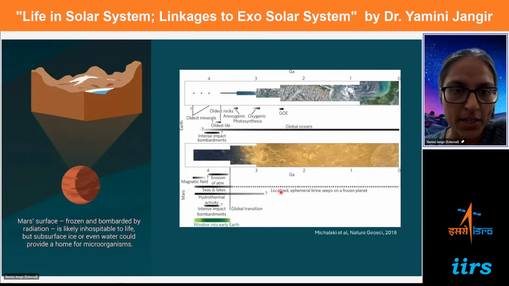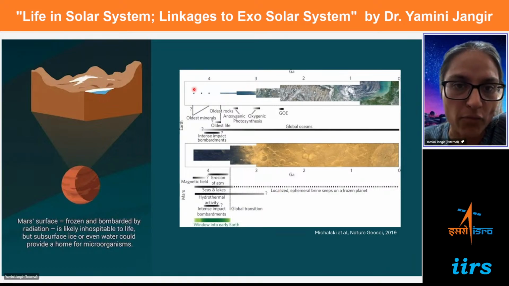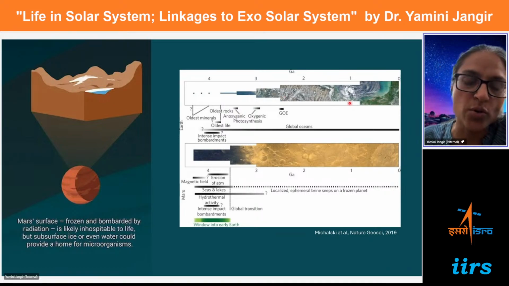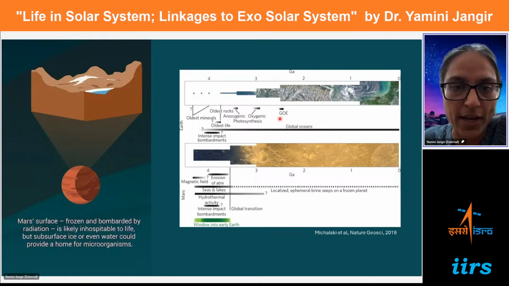Here we can see that on Earth we have the oldest minerals and oldest rocks, we have the anoxygenic environment which converted into an oxygenic environment, and we have these really nice pictures of the Earth environment looking into the past of the Earth, where we can actually find what the GOE, or the Great Oxidation Event, looks like. On Mars, there are a lot of unanswered questions.